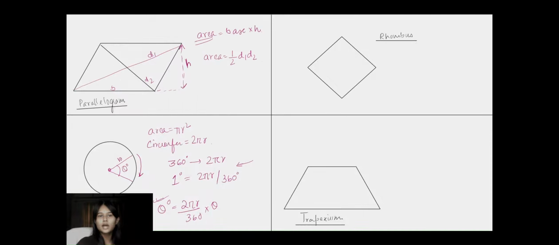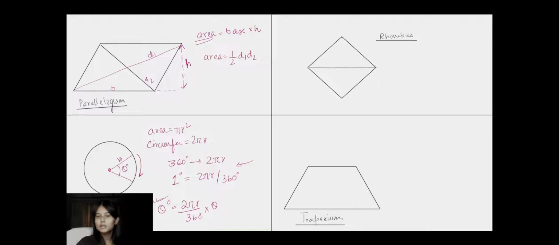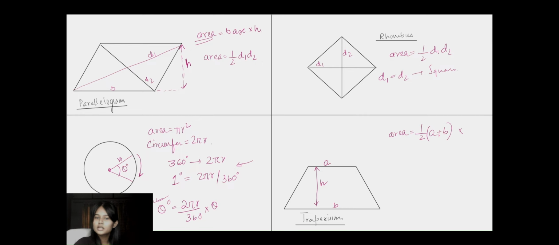Right? A rhombus has two diagonals. The two diagonals are not necessarily the same, but if they are the same, it becomes a square. Now for a rhombus, the area is half d1 d2. And when d1 equals d2, then it is a square. Alright. Now, a trapezium. A trapezium has two parallel sides A and B and the distance between those parallel sides, that is h. The area of a trapezium will be half the sum of parallel sides into height. Alright, so this is the formula for area.